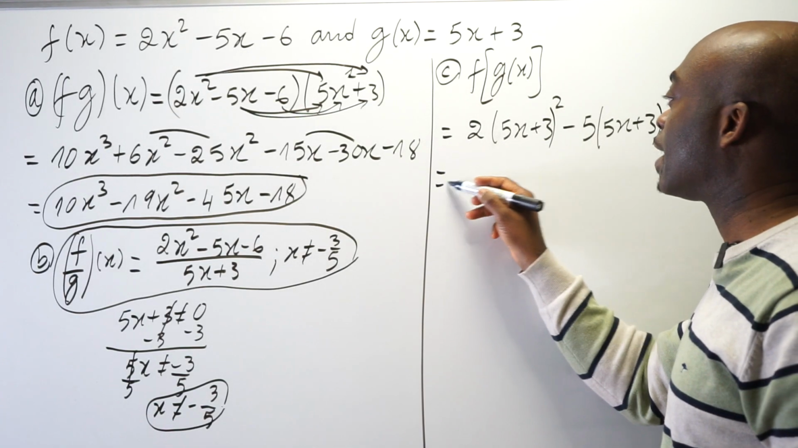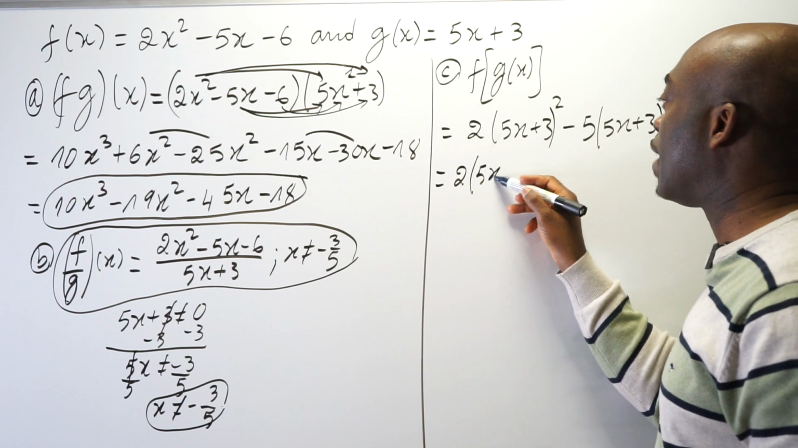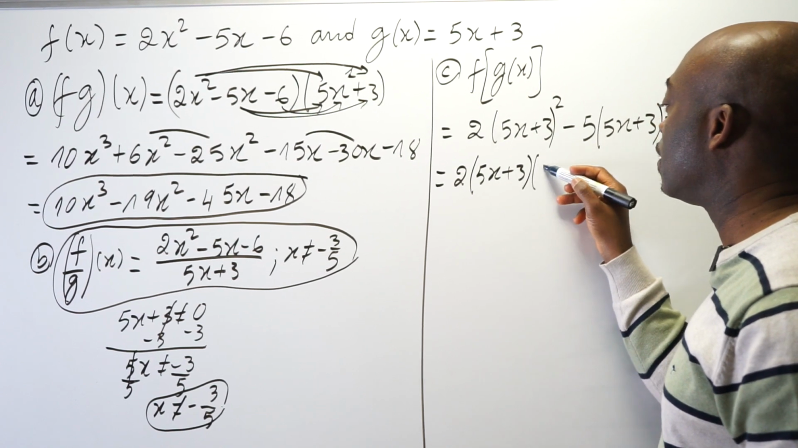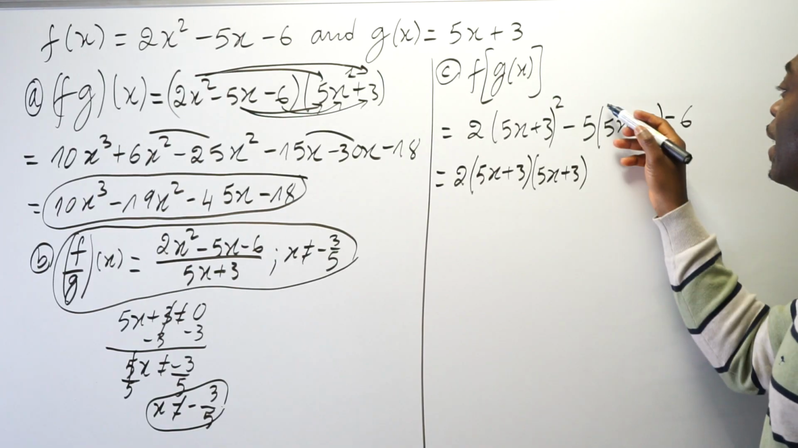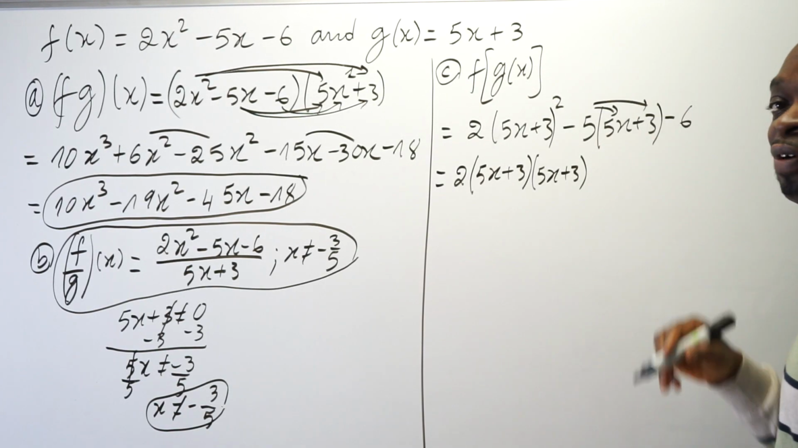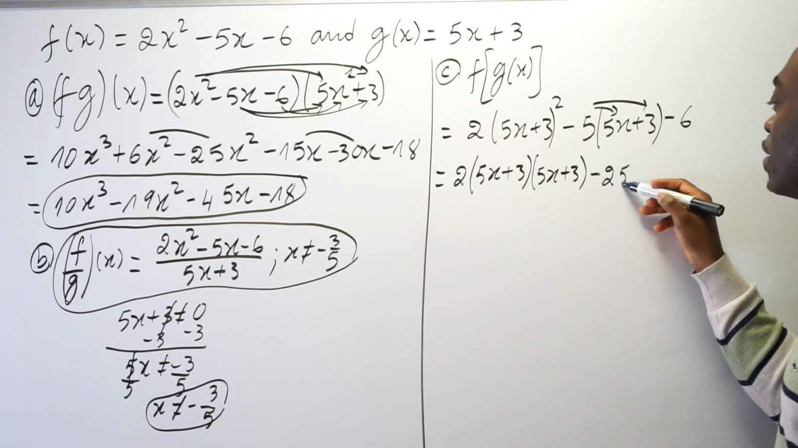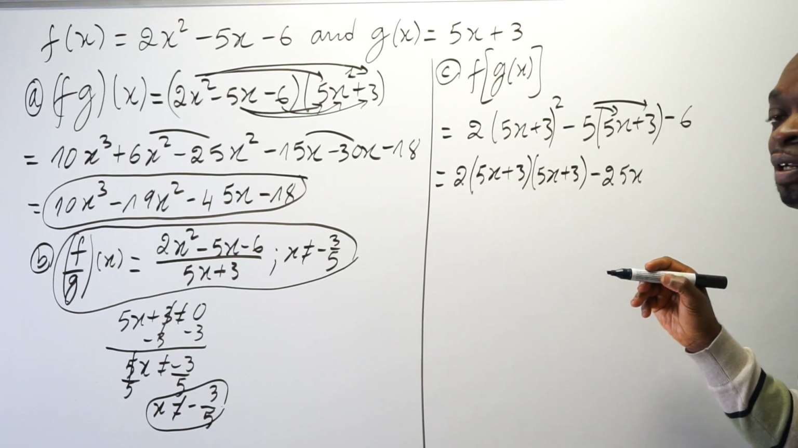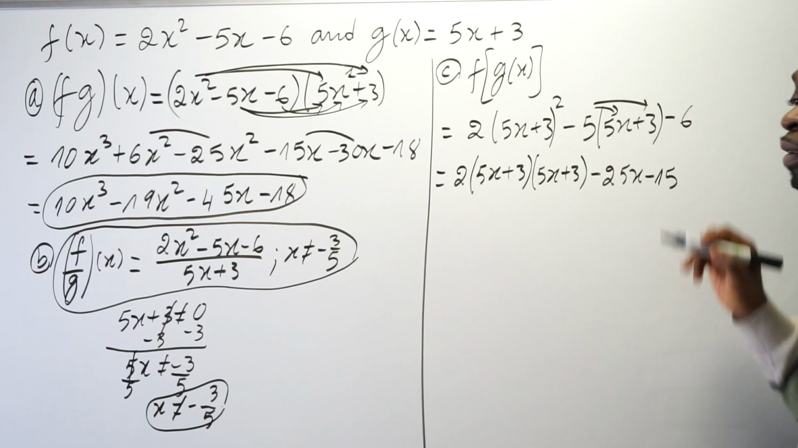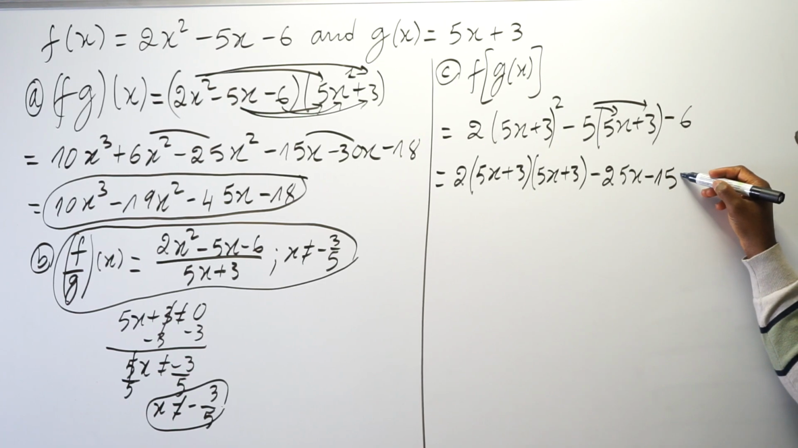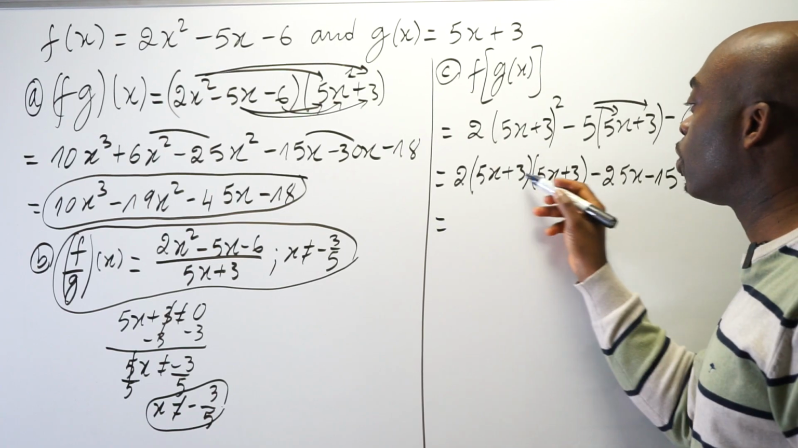Okay? So now let's get going. We have 2 times, and this one is the same thing as having 5x plus 3 times 5x plus 3. And then here we can already remove the parentheses. Negative 5 times 5 is going to give us negative 25x. And negative 5 times positive 3 is going to give us negative 15. And then we bring down the negative 6. Are we good? All right, so now we're going to work on this one.